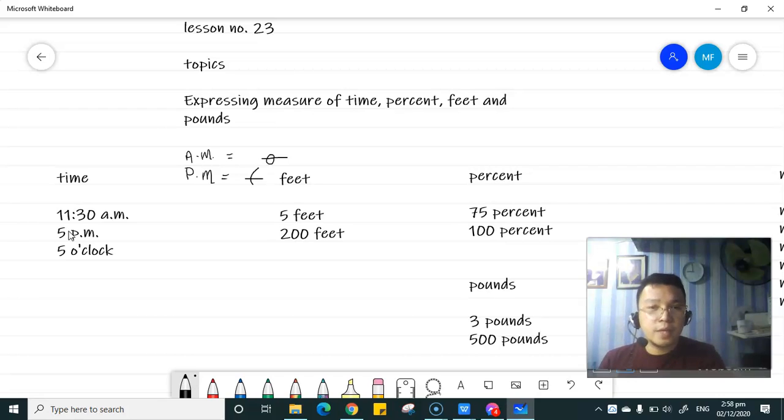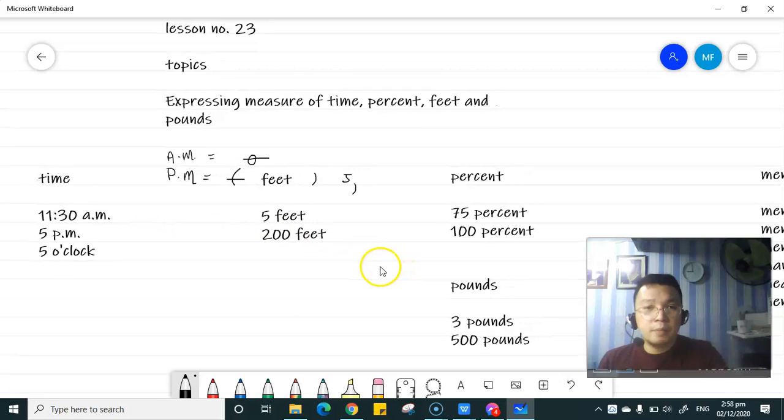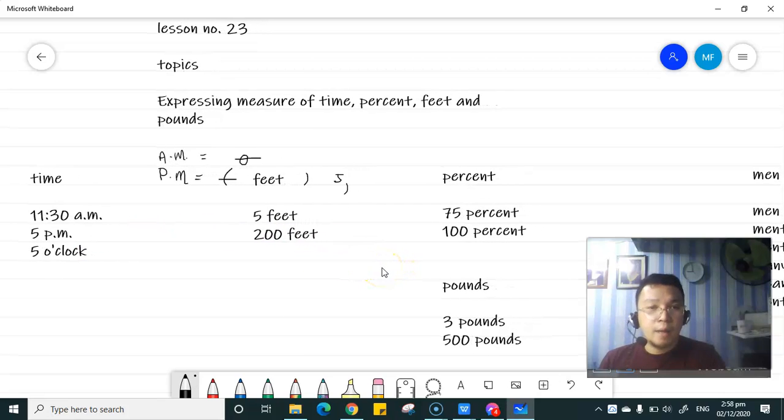Feet is represented by an F symbol, which is written at the base of the number. So for example, 5 feet. In percentage, it is represented by a comma S. Okay, so again, it is also written at the base of the number. So for example, 6%, just like that.